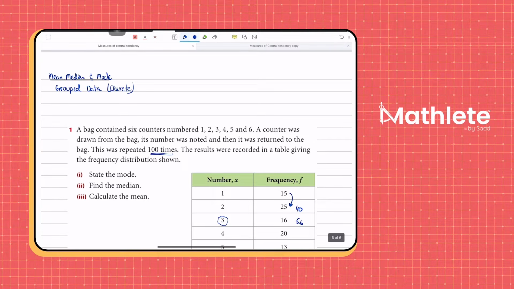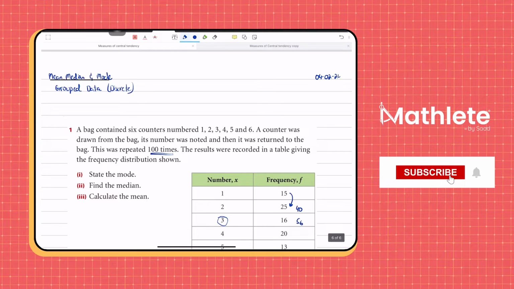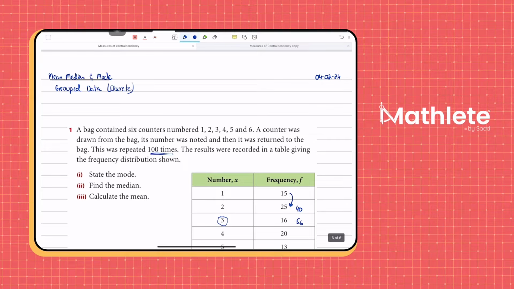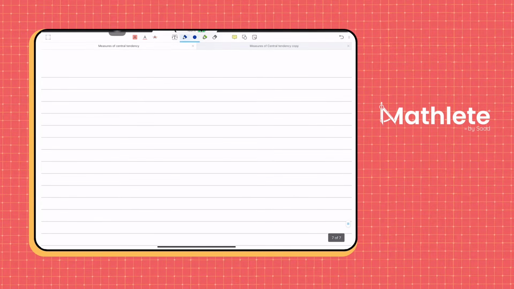Let's write down today's date. It's the 4th of Feb 2024. Okay, now let's look at how to calculate the mean, median, and mode when you have group data but in continuous form. Again, for this also we'll do an example. We're not going to waste our time first learning the concept and then doing an example.